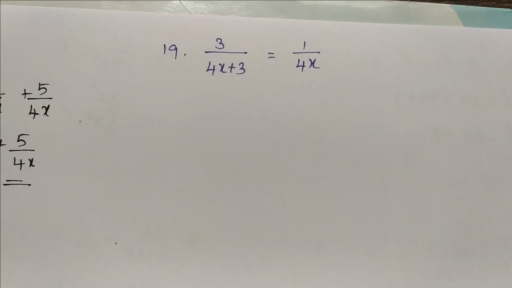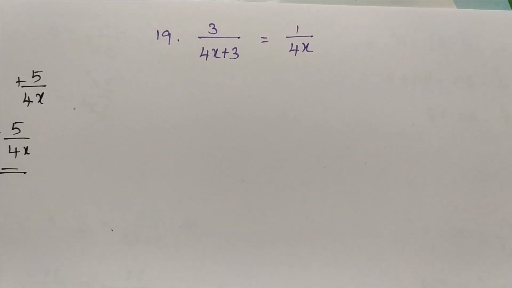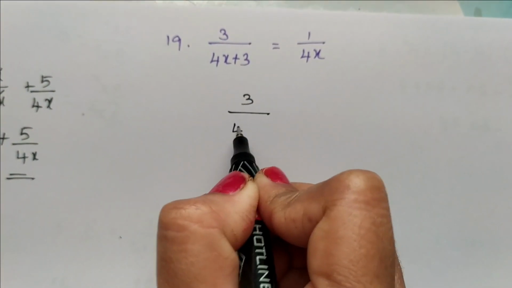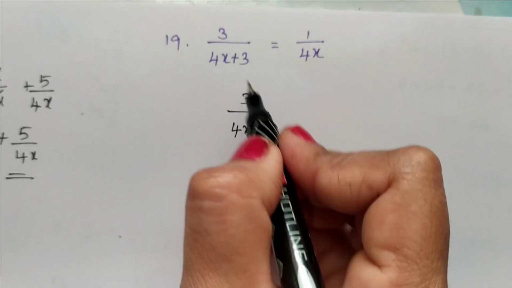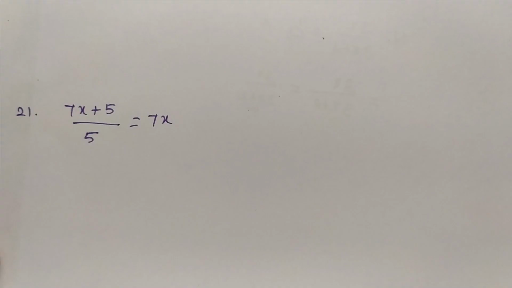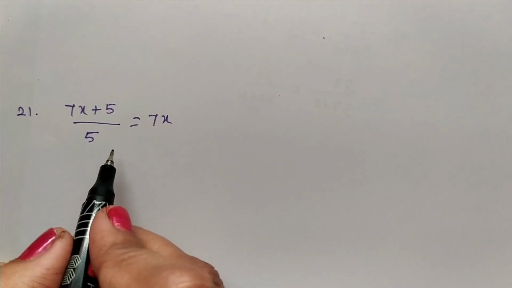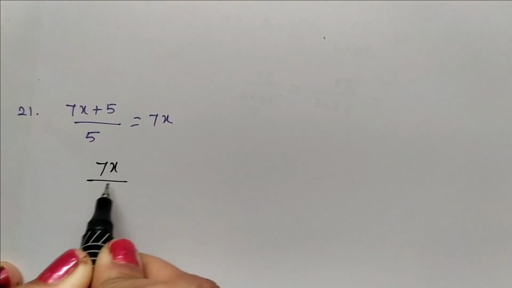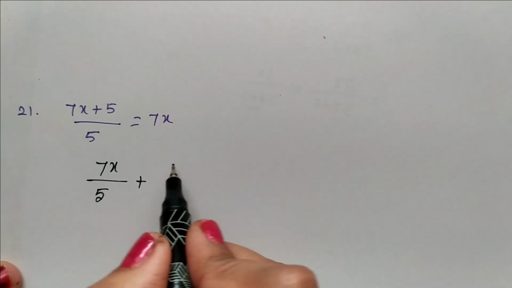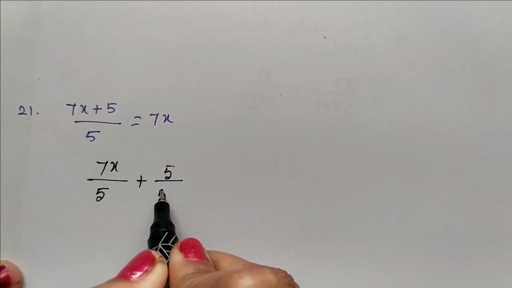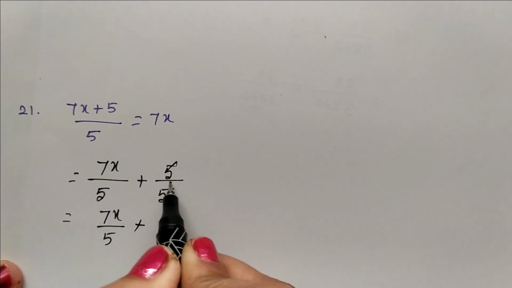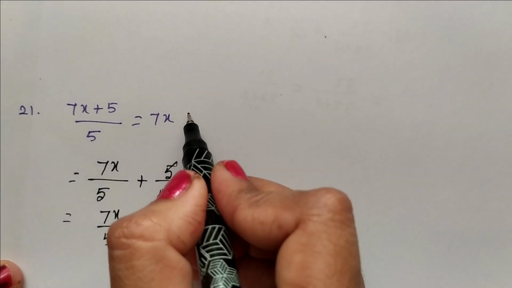And next question. 3 by 4x plus 3, the answer is the same, 4x plus 3, because in numerator we have only one term. So this answer is wrong. So 7x plus 5 divided by 5, we can write 7x by 5, because 5 is common for both the terms which is there in numerator. 5 divided by 5, so 7x by 5 and 5 by 5 is 1. So this answer is wrong.